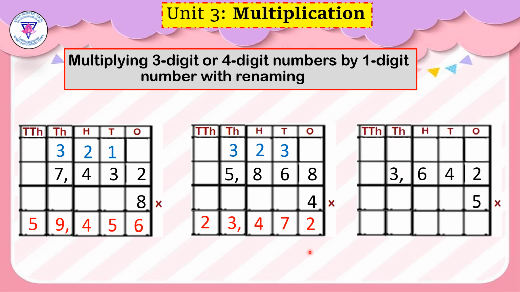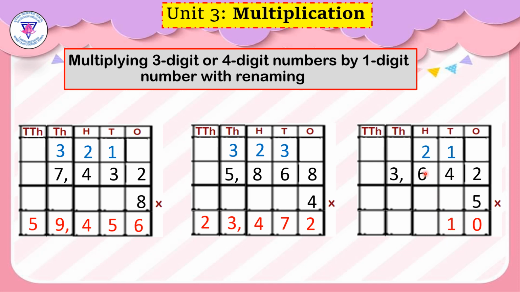And the last example is 3,642 multiplied by 5. So again, multiply 2 times 5 is equal to 10. So write 0, carry 1. 4 multiplied by 5 is 20 plus 1, then the answer is 21.